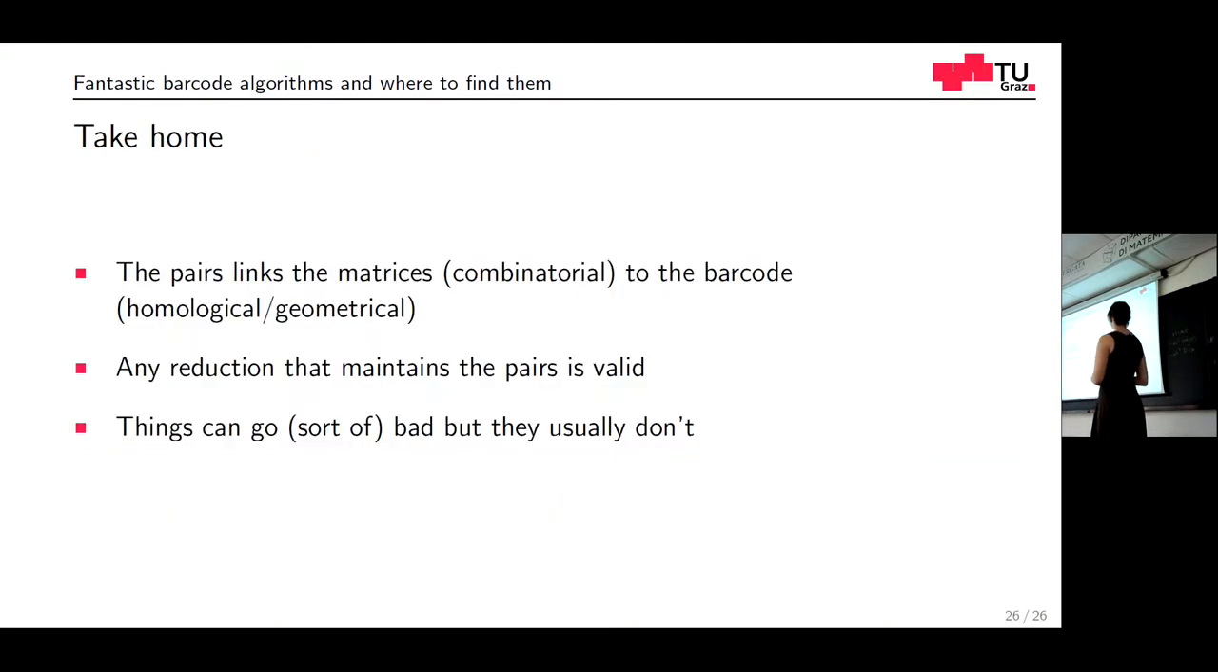So what you should take home from here is that we have a link between the combinatorial object, which is the boundary matrix, and the barcode, and this is given by the pairing. Any reduction that maintains the pairs is valid. So please, I really like this one, so bring it home. And things can go bad in the sense that we can get to the worst case complexity, but actually not, not really.